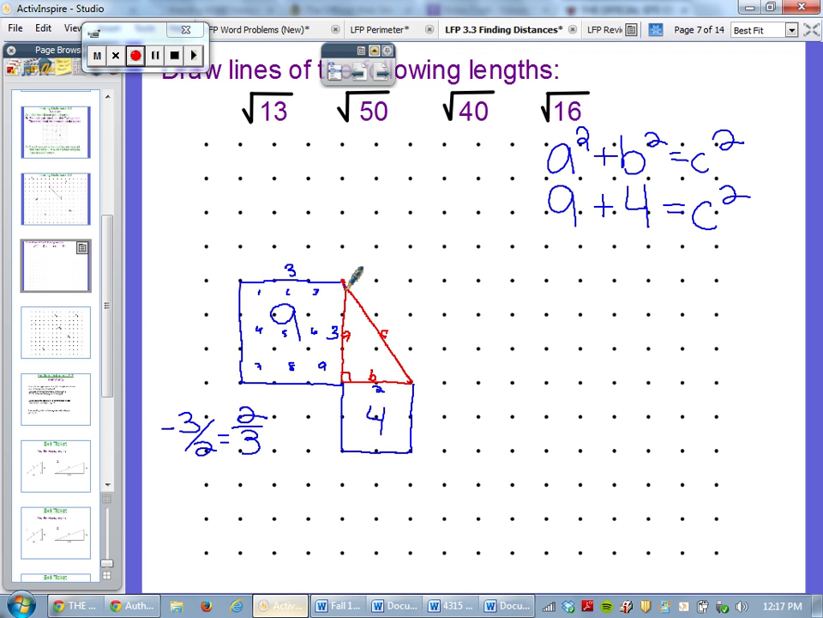So that means that starting at this point right here, I'm going to go up 2 spaces, over 3 spaces, connect my line, up 2 spaces, over 3 spaces, connect my line. Okay, now I have a square off that leg. We know that if you add 9 and 4 together, we're going to get 13. So we know that the area of that square is 13.